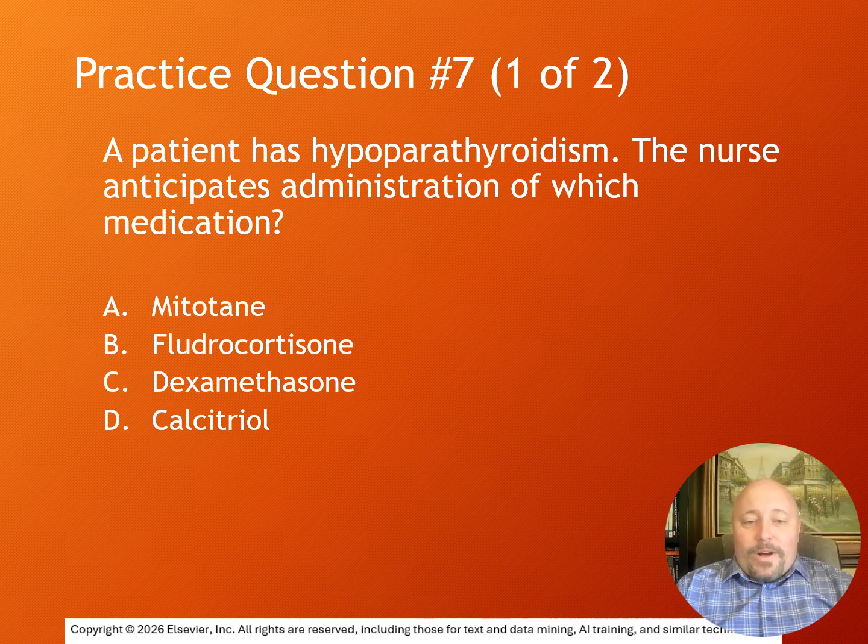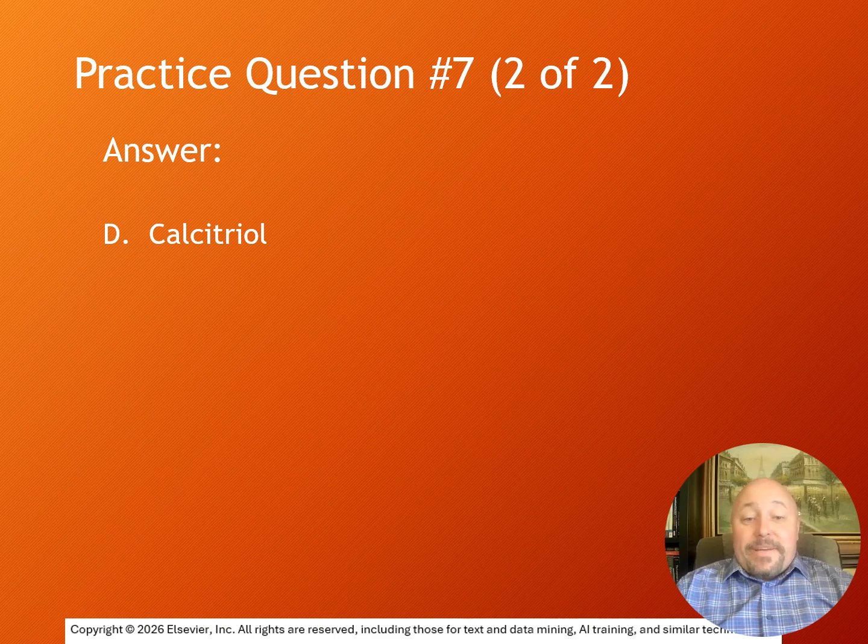And for our final question, a patient has hypoparathyroidism. The nurse anticipates administration of which medication? A, mitotane, B, fludrocortisone, I hate that word, C, dexamethasone, or D, calcitriol? That answer is going to be D, calcitriol.